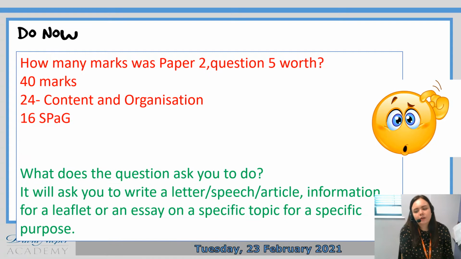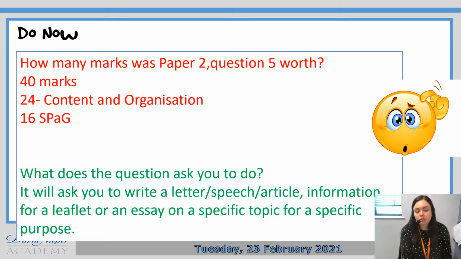Okay then, so hopefully you've had a go at those questions. So how many marks was paper 2 question 5 worth? Well, it's worth 40 marks, okay? There are 24 marks available for content and organisation, and then 16 for spelling, punctuation and grammar. So exactly the same as paper 1 question 5.